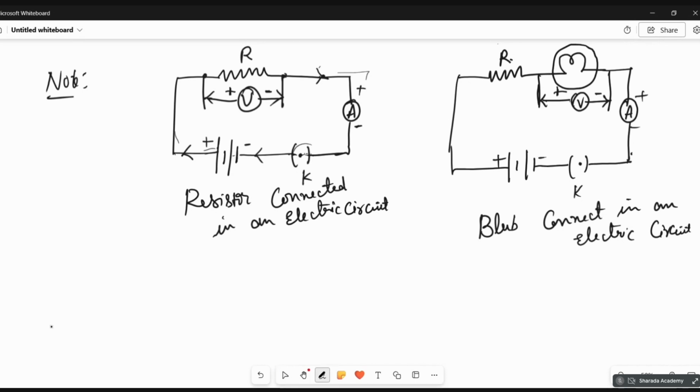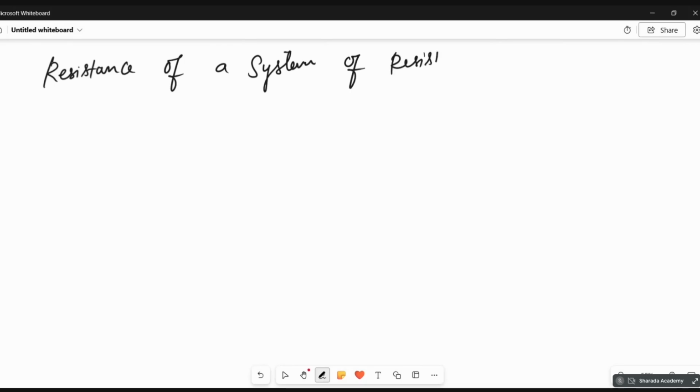Okay. Now, resistance of a system of resistors. Write down first, then I will explain. Resistance of a system of resistors. First one, resistors in series.